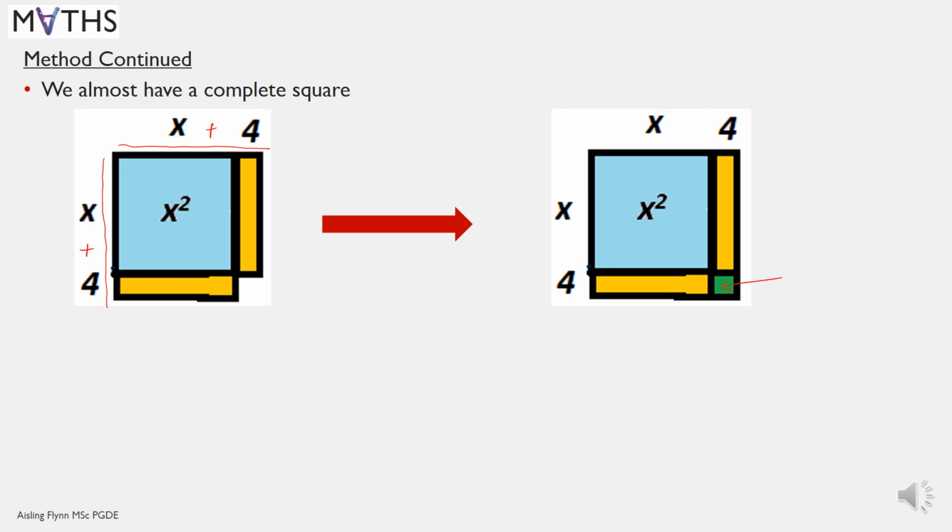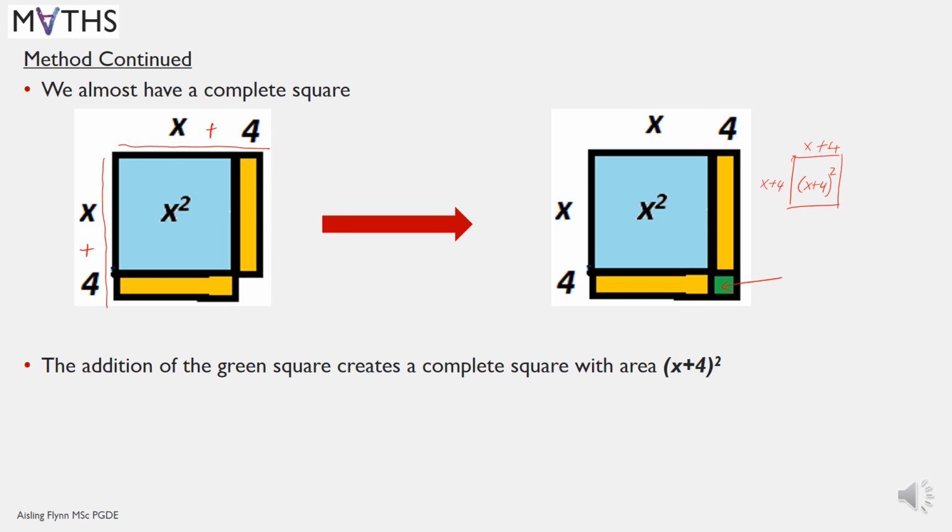Okay, so we'll include that, and what that makes is a big square that's x plus 4 in width and x plus 4 in height, and has area x plus 4 squared. So the addition of the green square creates a complete square with area x plus 4 squared. But what is the area of the green square? So we need to know that because we'll have to take account for it.